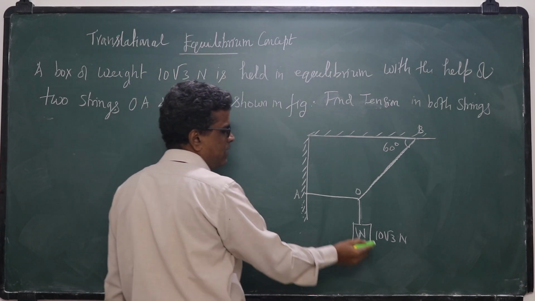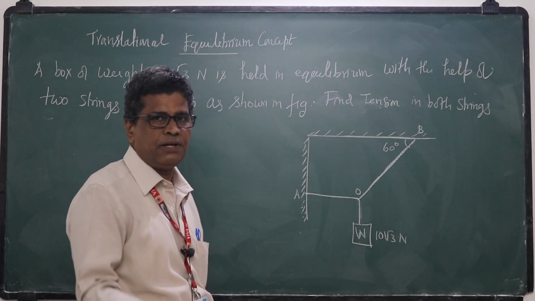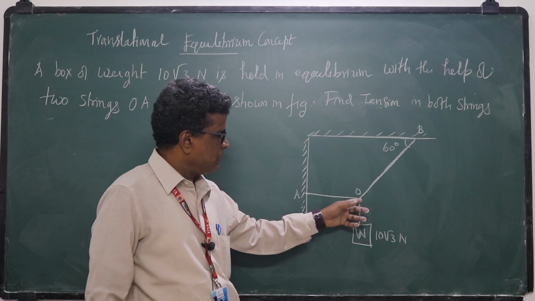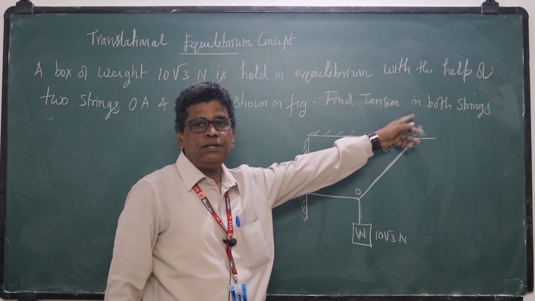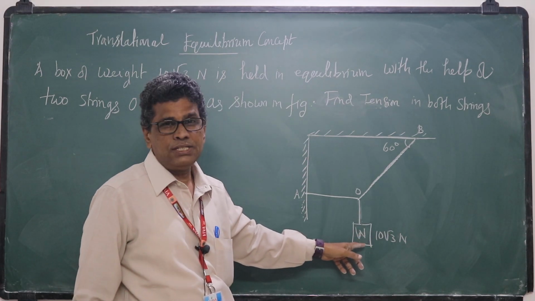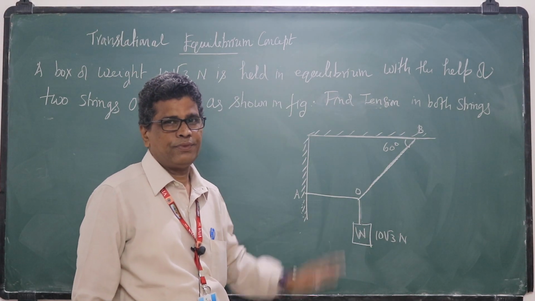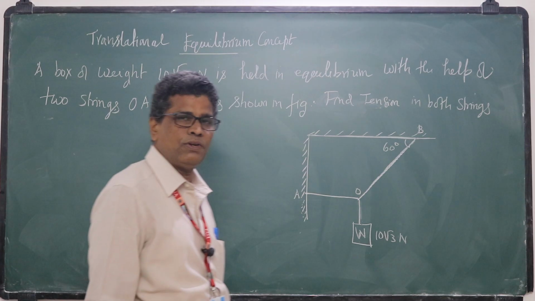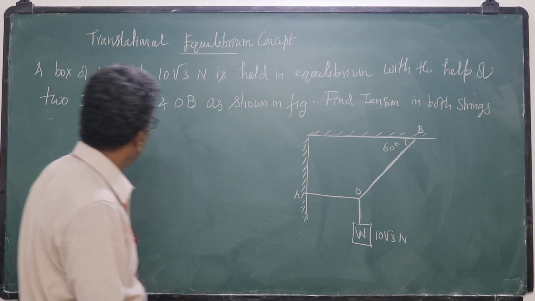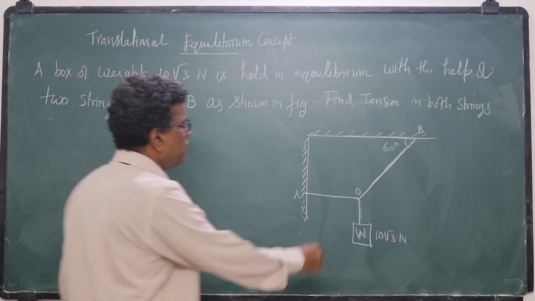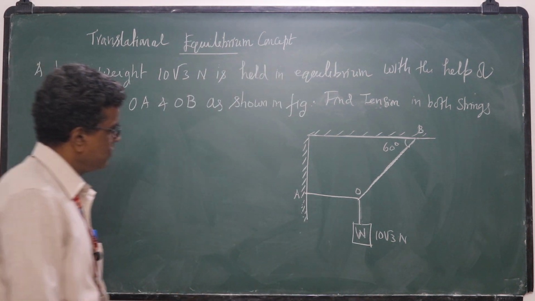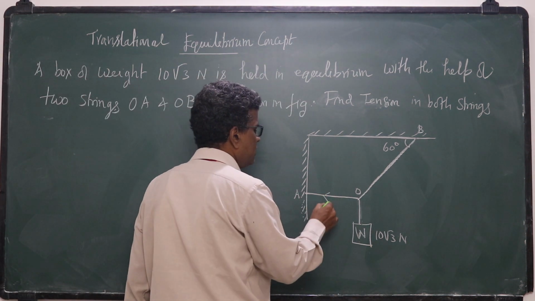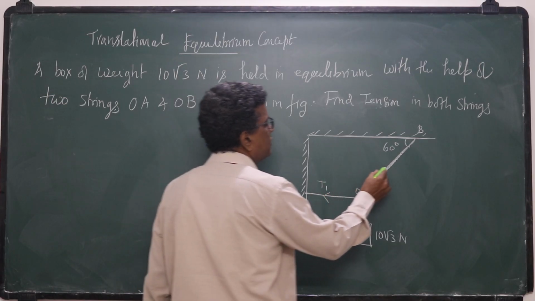This weight box is suspended with the help of two strings OA and OB. This box is under equilibrium, which means the resultant force will be 0. So this problem we can solve by using Lami's theorem. We don't know the tensions in the strings, so let them be T1 and T2.